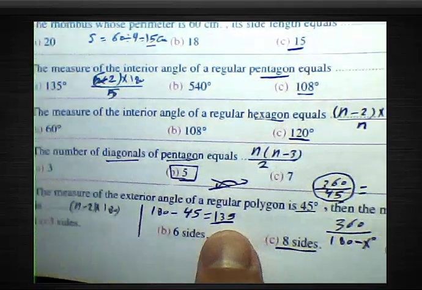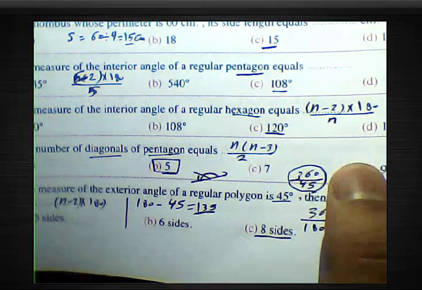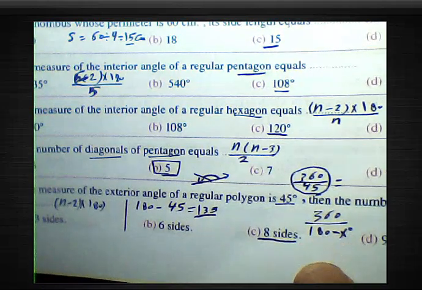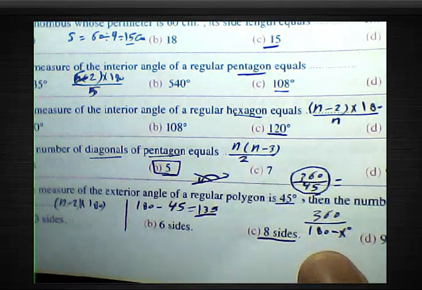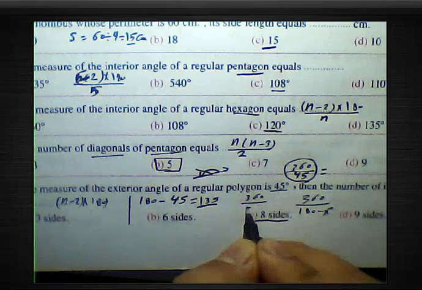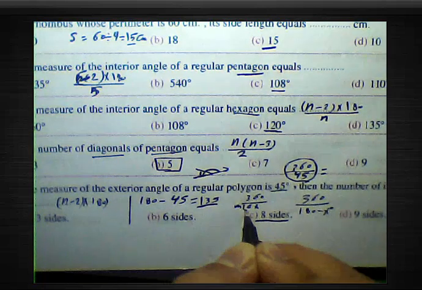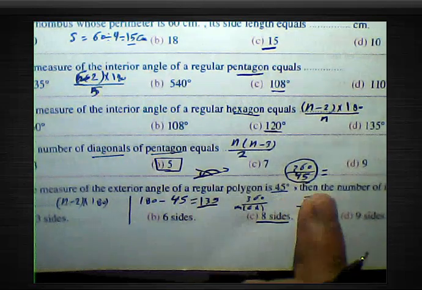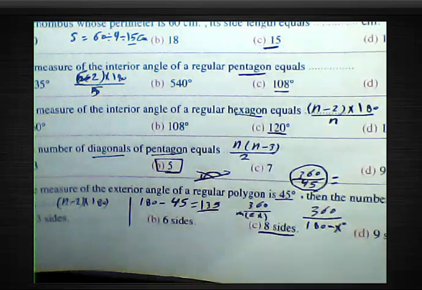So the result will be 360 over 45 equals 8 sides. Or you can use another method: 360 over the exterior angle, the measure of the exterior angle in one side. Divide 360 by 45, equals 8.